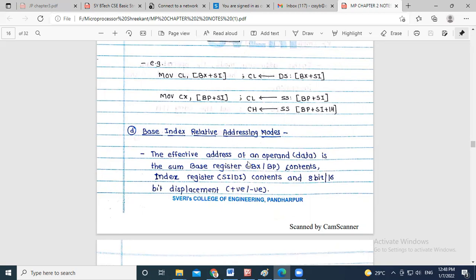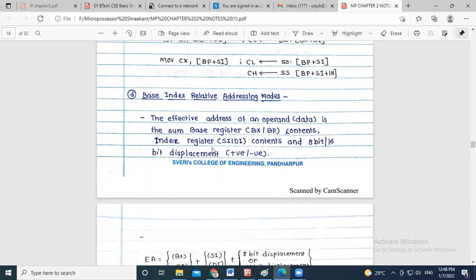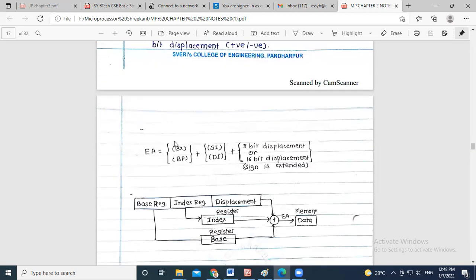So in this effective address of an operand, the sum of register BX or BP contains the index register SI and DI, or contains the 8-bit or 16-bit displacement. As previously, here BX is the displacement, BP is the base pointer, plus the addition of source index and destination index, again with the addition in the effective address of either an 8-bit displacement or a 16-bit displacement, based on the 8-bit or 16-bit microprocessor.